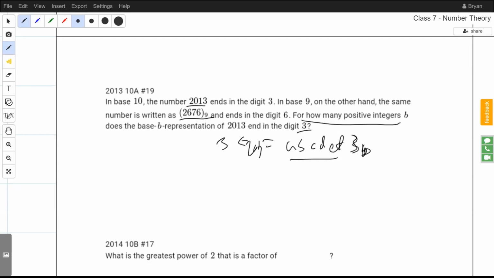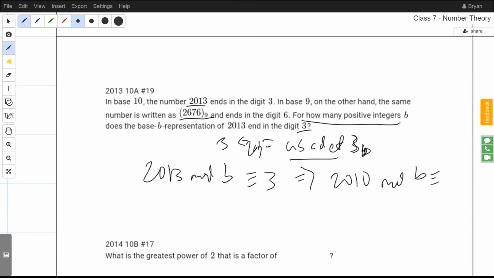So we just need to find the number of numbers such that 2013 mod b is equal to 3. So basically what this means is that we know that 2010 mod b is equal to 0. So from here, all we have to do is find the number of factors of 2010.